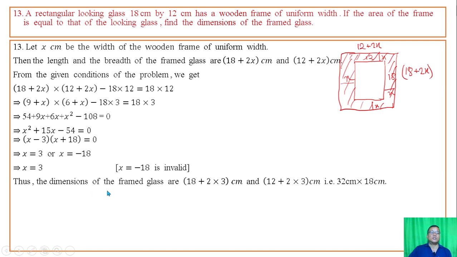Thus, the dimensions of the frame glass are 18 plus twice x, with x equal to 3, and breadth 12 plus 2 into x value 3 centimeter, that is 32 centimeter by 18 centimeter.